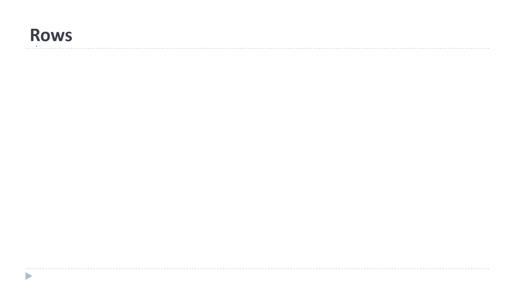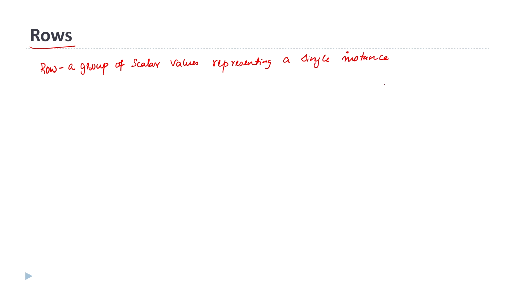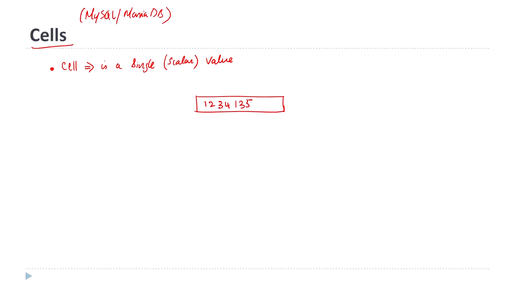Now, the next one is what we call rows. Okay. So, what is a row? It is a group of scalar values representing a single instance of an object or event. Okay. It's a complicated definition, but it is very easy to understand.